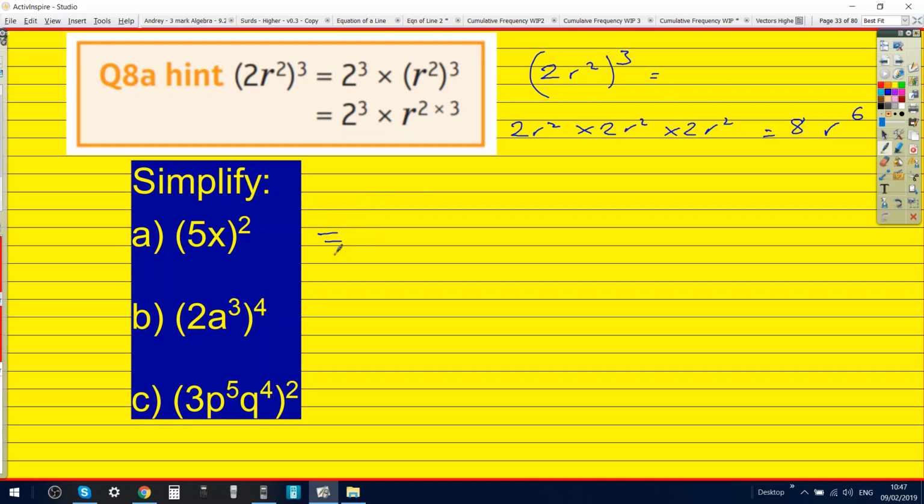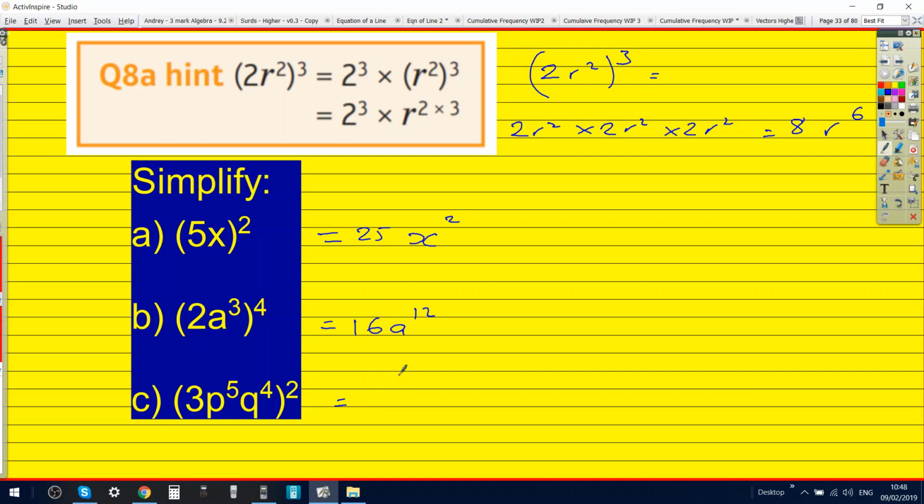So it'll be part A. Would that be 10x to the power of 2? And 5 squared isn't 10? Oh, 25. Yes. How about the next one? Would it be 16a to the power of 4? Well, not to the 4. This was originally a to the 3. Oh, was it? 12 to the power of 12. Yep.